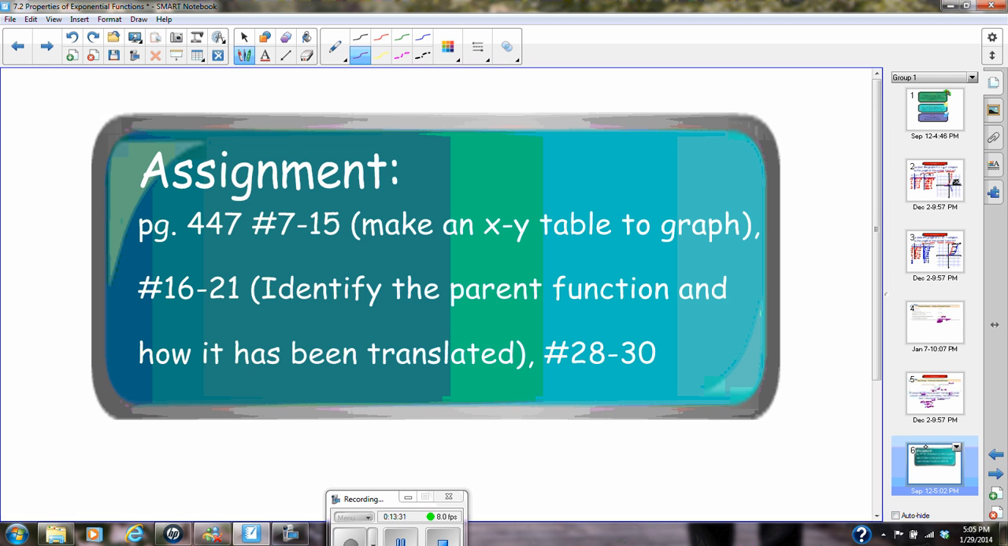Okay, your assignment today is page 447, numbers 7 through 15. I do want you to make an XY table to graph those. And then when you get to 16 to 21, I'm changing the instructions from what they say in the book to make it easier. All I want you to do is identify the parent function and tell me how it's been translated. So it's been shifted up or down, left or right this many, or if it's been stretched or compressed. You don't need to graph, so no graphs on 16 to 21. And then obviously 28 to 30. And that's it.